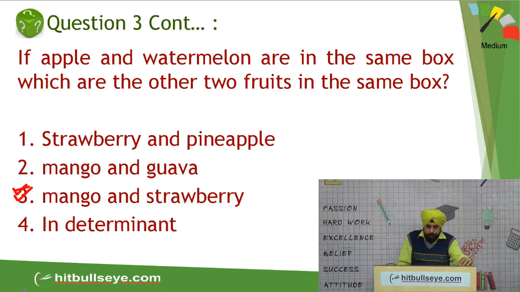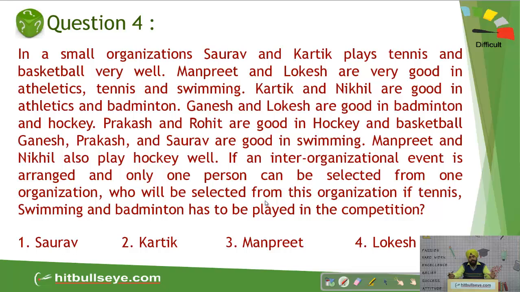Simple question. Let's move on. Now students, normally this question consumes so much of your time when you solve it. Saurabh and Karthik play tennis and basketball. Manpreet, Lokesh, and this is very important, if you see here, I'll just show you. Two people, two more people, one common, so 5 people. Ganesh is the 6th person, Prakash is the 7th person, and so on. Mind it, there are 4 options, so can I say it's only the 4 persons we should be bothering about?